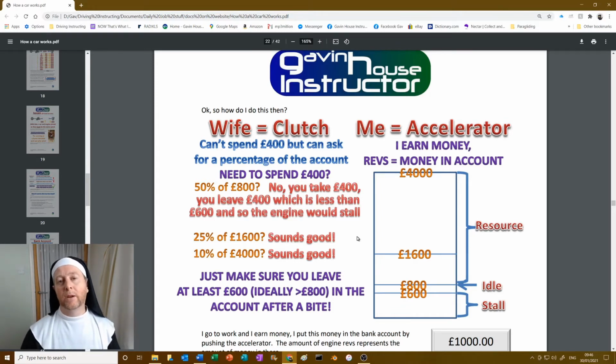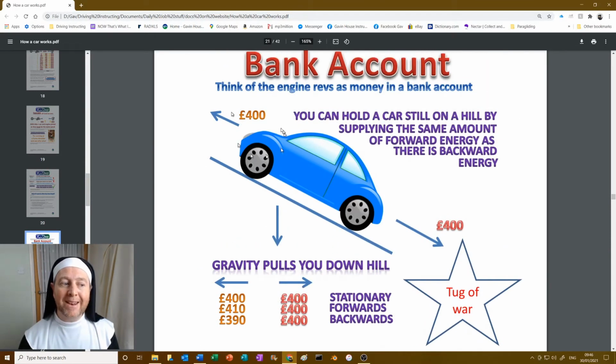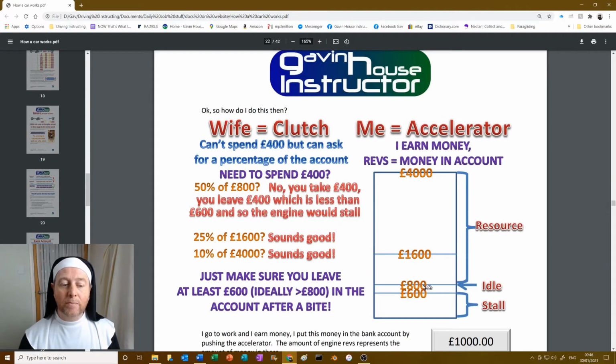If Paula was going to spend money on acceleration and she needed to spend £400 on the hill, like here, she needed to spend that £400. If she only had £800 in the bank account, she would need a 50% bite. If she had twice as much money in the bank account, she would need half the bite size. If she had £4,000 in the bank account, she would need only 10% bite.